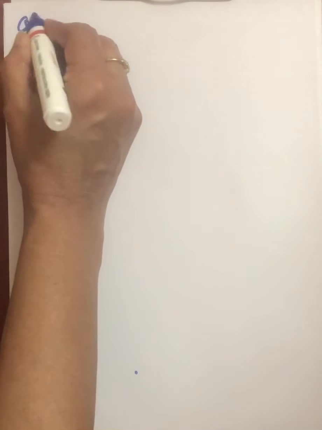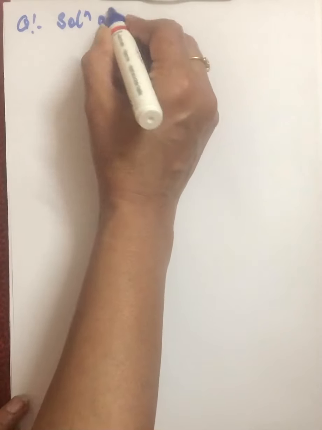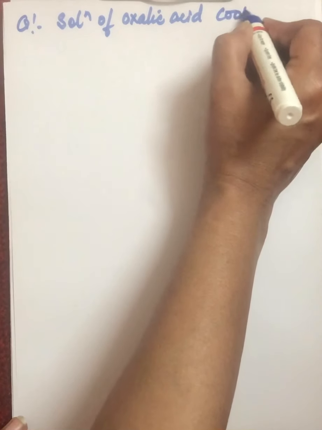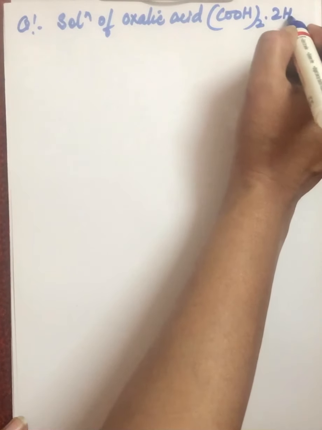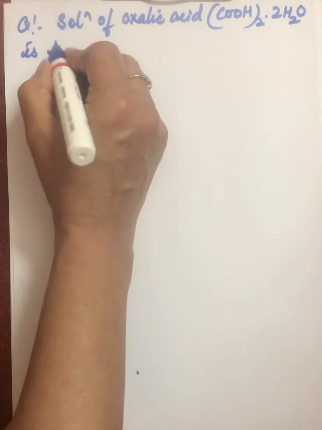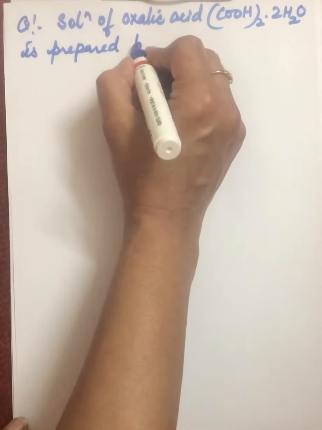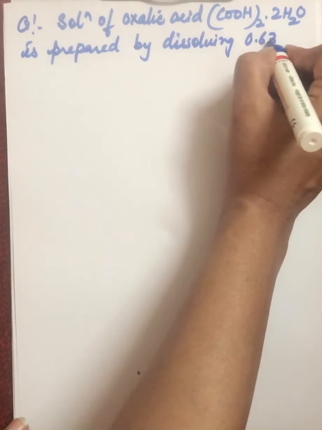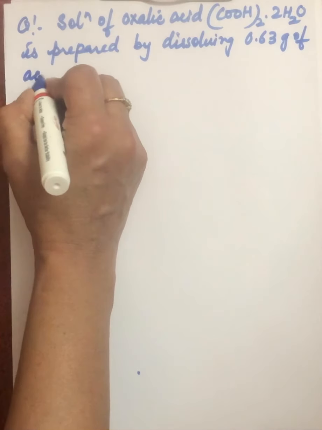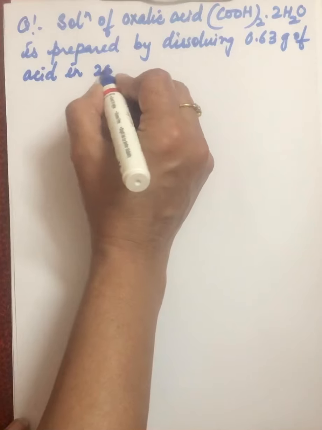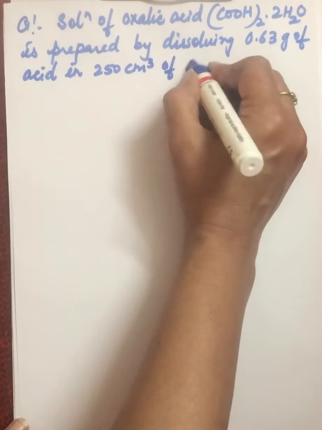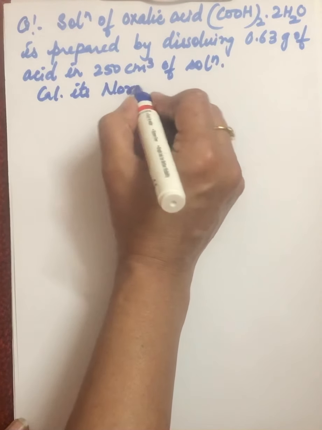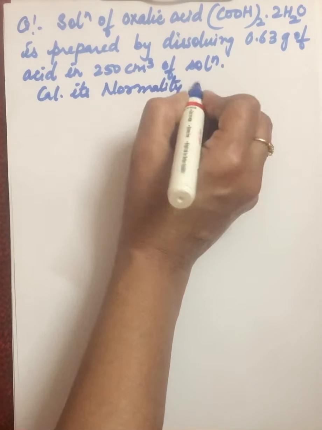Question here is, we have a solution of oxalic acid. Formula is (COOH)2 with 2 water molecules. It is prepared by dissolving 0.63 gram of acid in 250 centimeter cube of solution. Calculate its normality. Find out its normality.